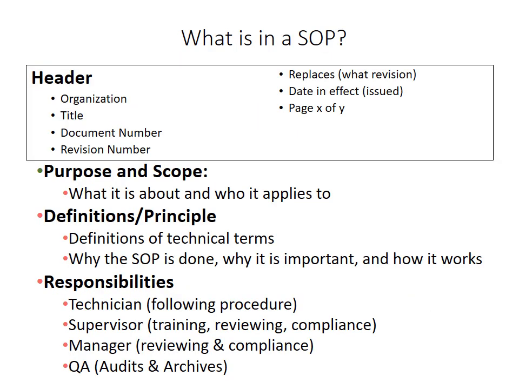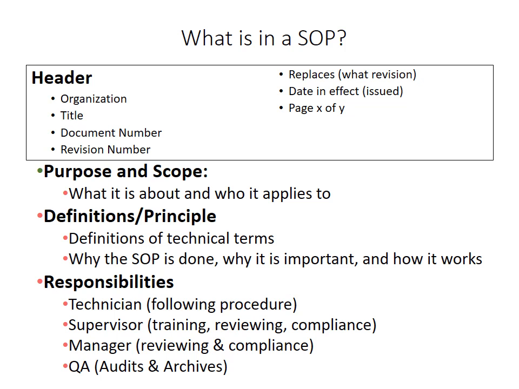So what's in an SOP? First thing you do is you have a header. Who are you? Title. What's the document number? Is there a revision number? Does it replace an older one? And if it does, which one does it replace? And then a date that it is in effect. And then it has to have page numbers on it, so you can say, go to page number XYZ of the SOP.